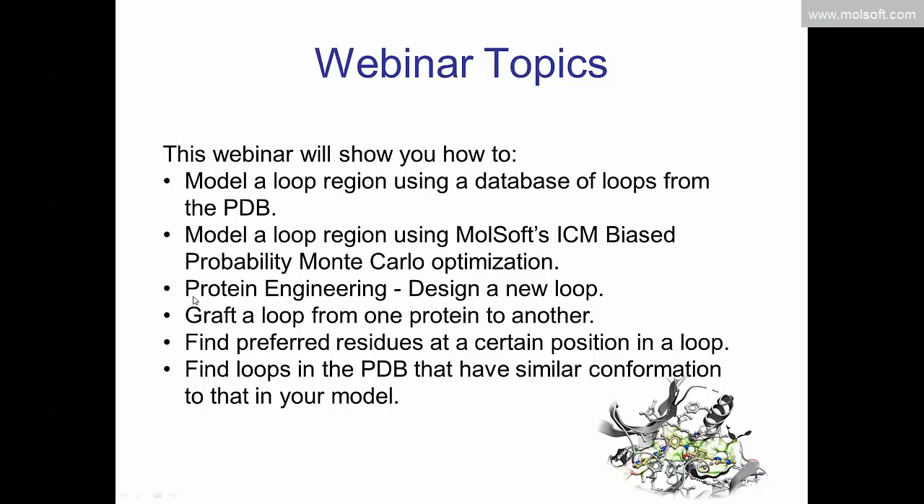Then we'll be moving on to protein engineering, how to design a new loop, how to graft a loop from one protein to another. So if you have a loop that you want to move from one to another, you can graft it. Also, if you have a loop region and you want to investigate what residues are preferred at certain positions in the loop, you can use this option. And we'll also look for loop regions that have a similar conformation to that in your model. So there are different approaches to loop modeling all built into ICM.